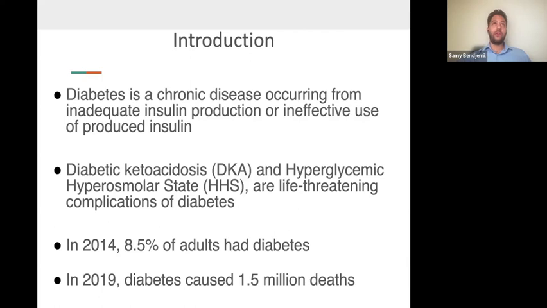So just to begin with some context. As you know, diabetes is a chronic condition characterized by inadequate insulin production or use. Both DKA and HHS are life-threatening complications of diabetes. While they're relatively unusual, in 2014, 8.5% of adults in the United States had diabetes. So you can imagine that there's still a pretty high chance of encountering one of these conditions in your emergency room. Importantly, diabetic ketoacidosis itself affects about 2/3 of people with type 1 diabetes and 1/3 with type 2.